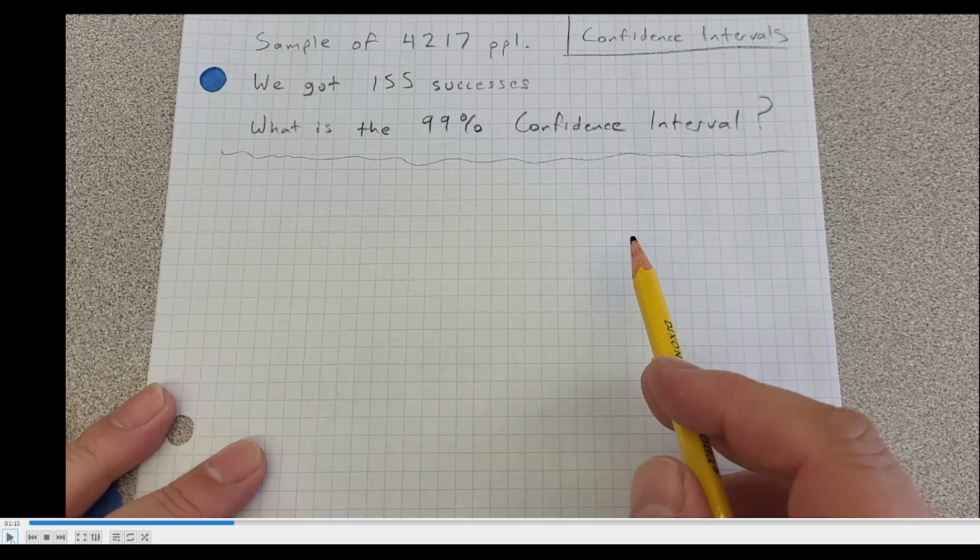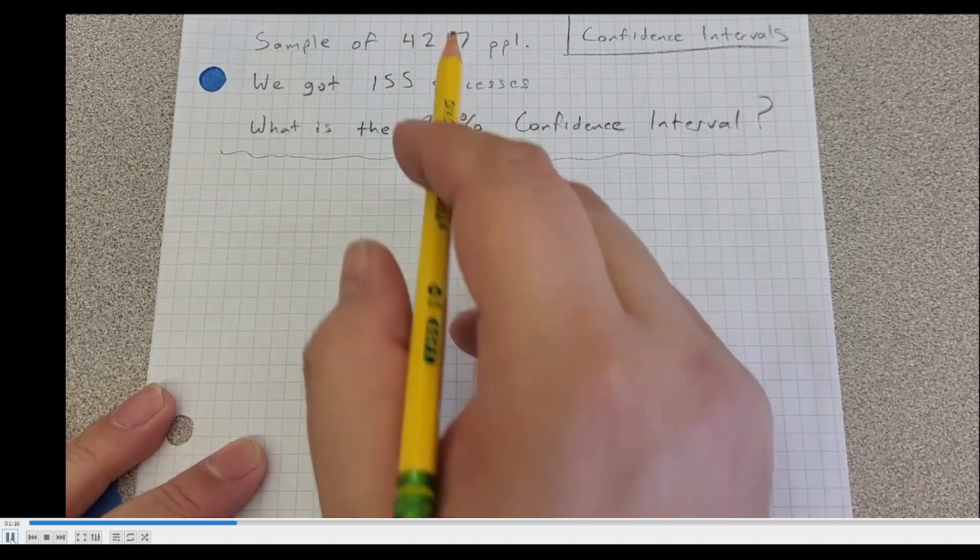Very simply, we are saying that we got a sample of 4,217 people, and in that group we got 155 successes, whatever we deem that to be. I'm sure other questions will be a little bit more of a detailed question, but I just wanted to get straight to the important parts. The question here is, what is the 99% confidence interval?